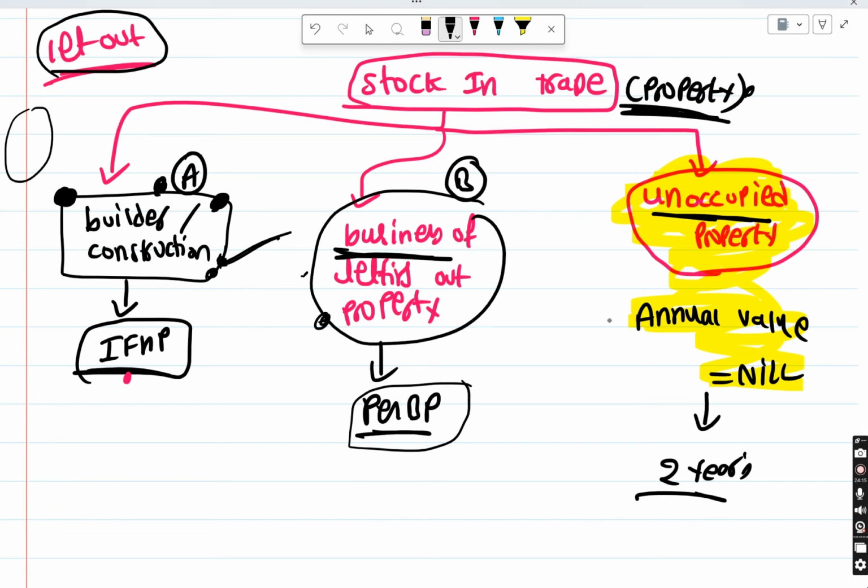That's all about the stock in trade. So if it is stock in trade, we need to check: are you a builder or constructor? If you are a builder or constructor, then tax under IFHP if you are getting any rental income. If your main business itself is letting out properties, then it's PGBP.